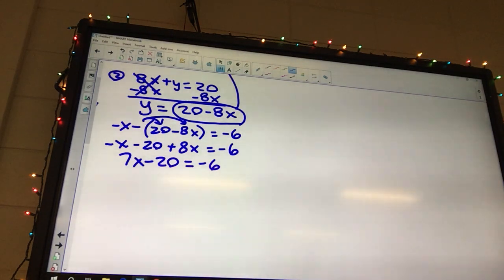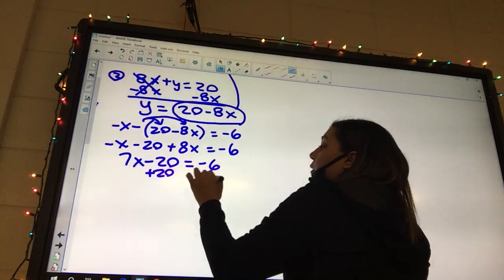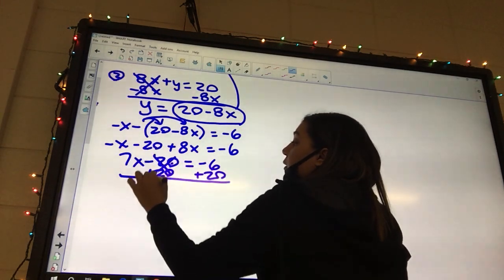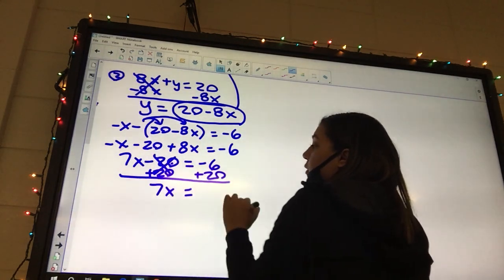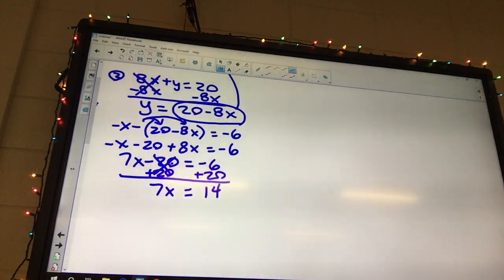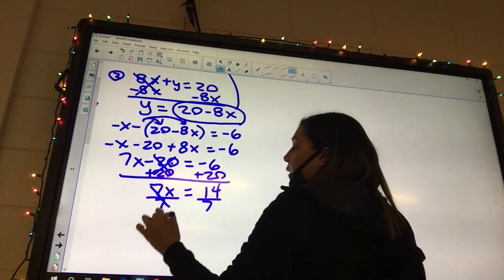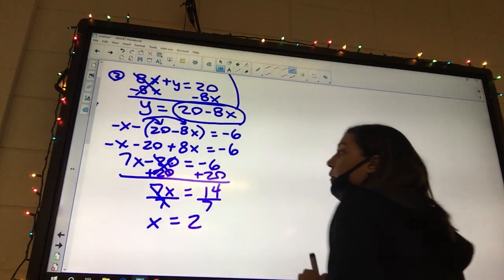What's our next step? Add 20 to both sides. So I got 7x equals 14. What's our next step? Divide by 7. X equals 2.